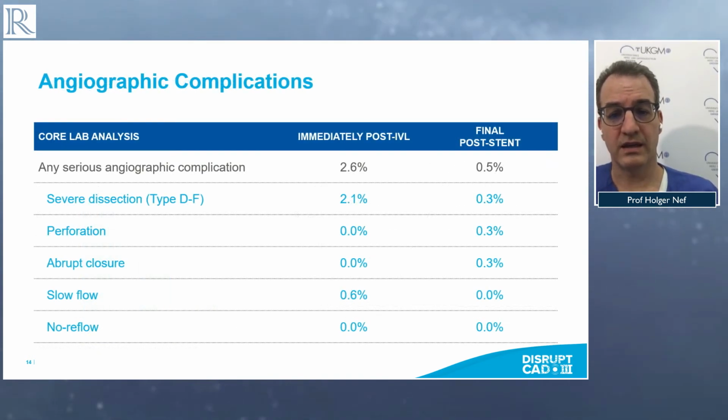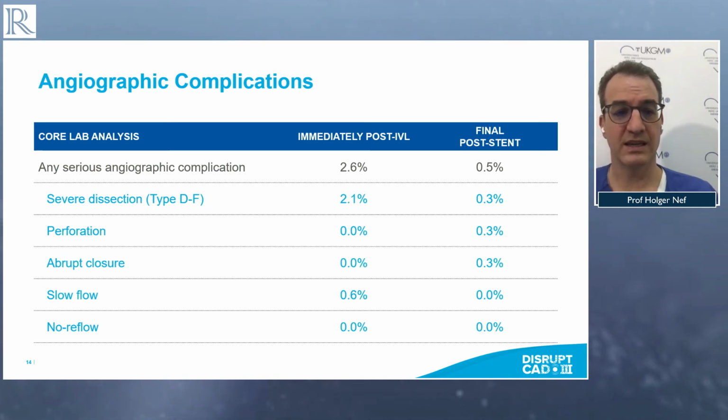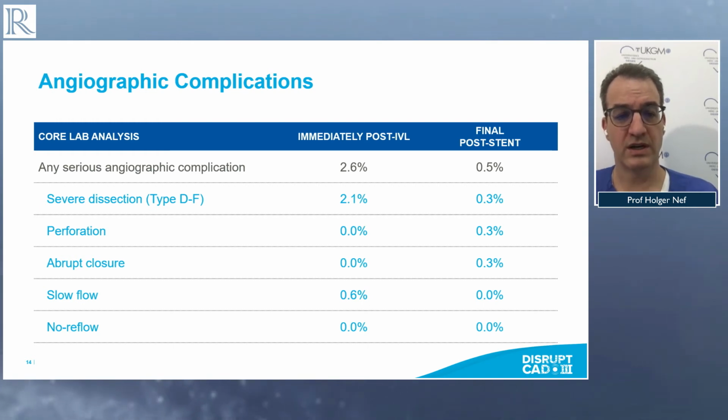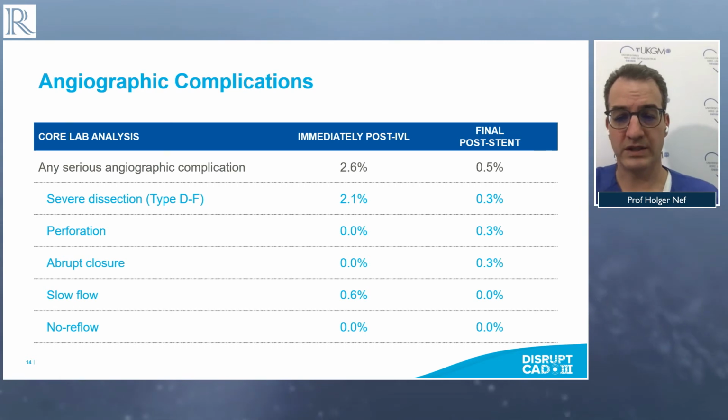These are the angiographic complications. As you can see, severe dissection directly post-IVL was seen in 2.1%, and after stent implantation, this was reduced to 0.3%. There was zero perforation, zero abrupt closure of the vessel, and zero no-reflow in this registry.